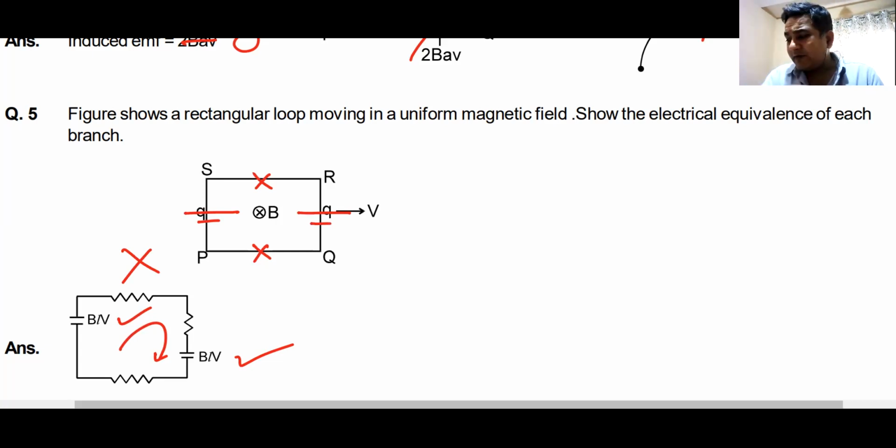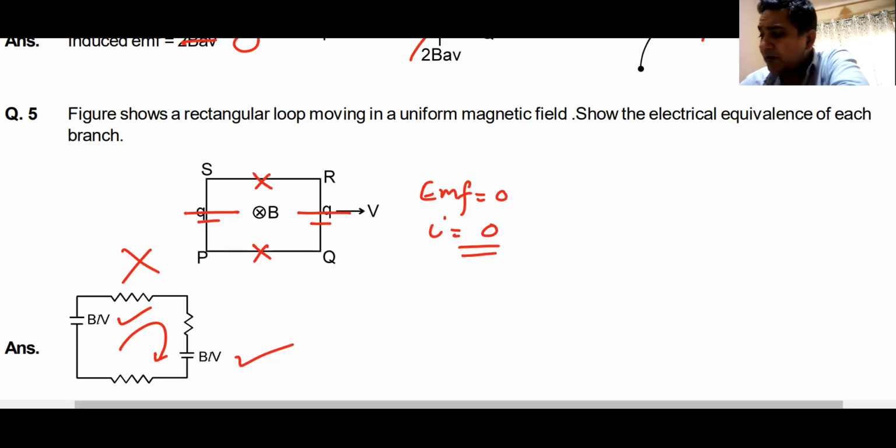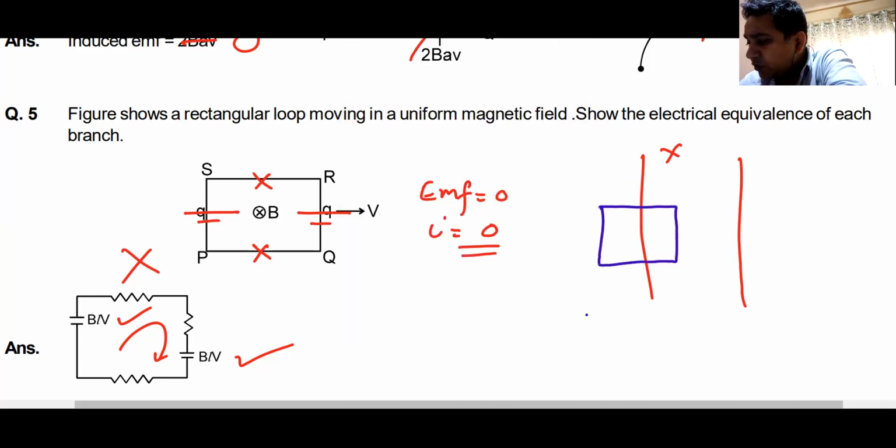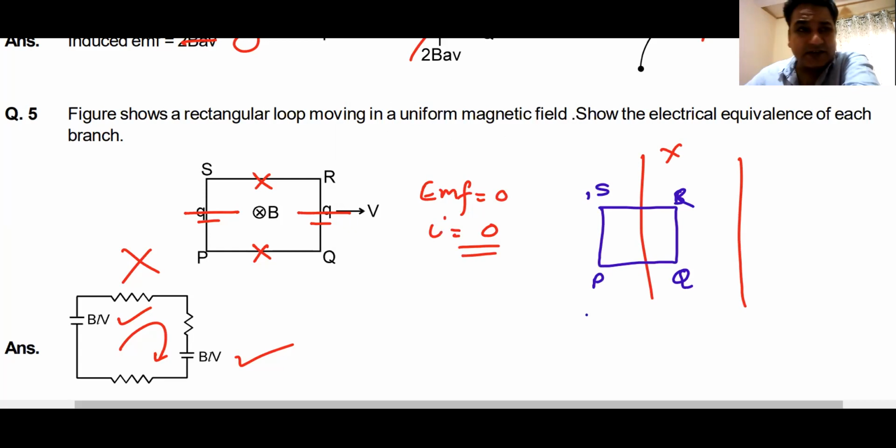Once you get the value of this battery here as zero, the current in this circuit will also be zero. But if the case would be like this, where in between these two lines you have a magnetic field, and it is entering the loop, this same loop PQRS, and someone asks you what is the current in this loop, how will you get it?